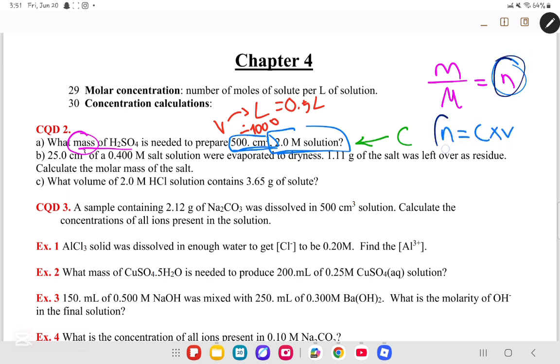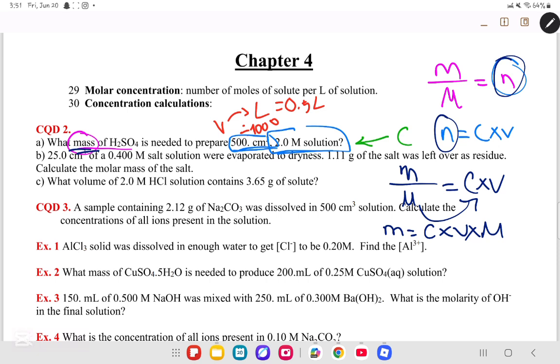So N and N are the same thing. So very simply, you can substitute them and you will get that the mass over the molar mass is equal to concentration times volume. So if we're looking for the mass, then you'll have to move molar mass to the other side. That means mass is equal to concentration times volume times molar mass.